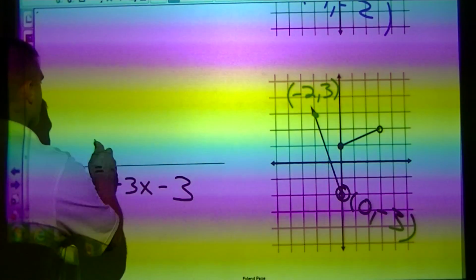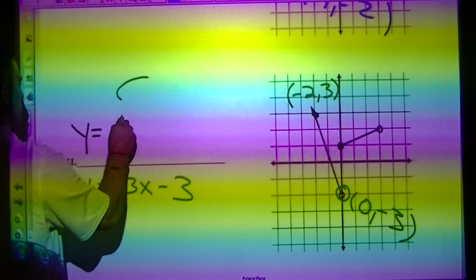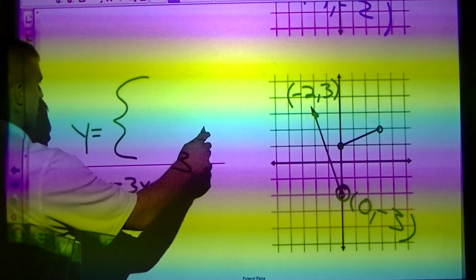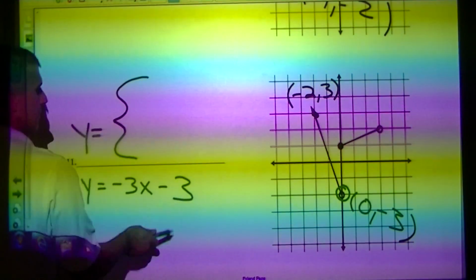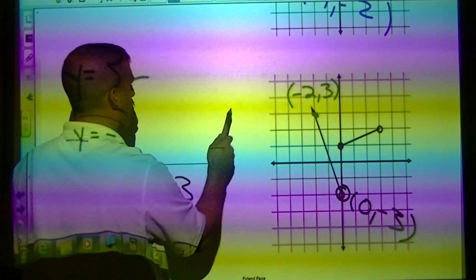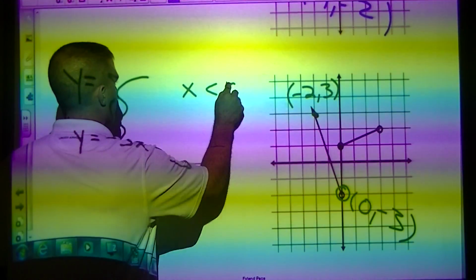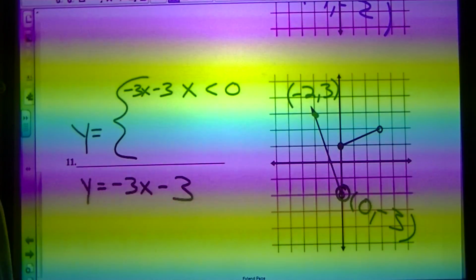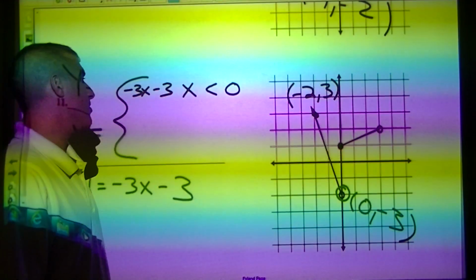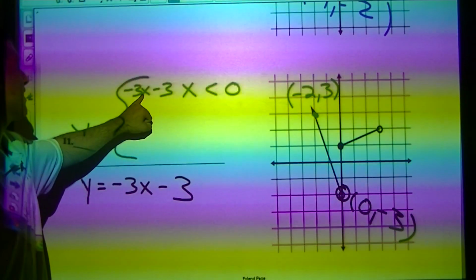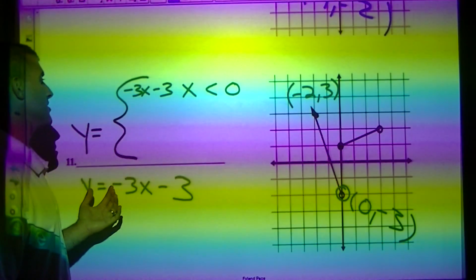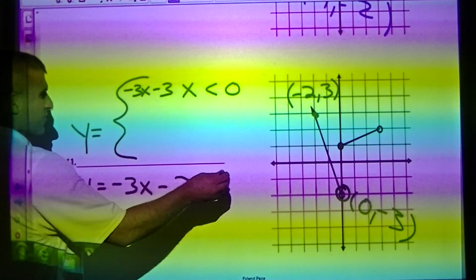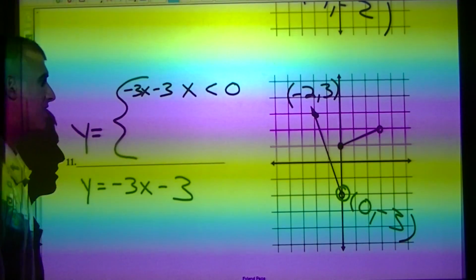And when I make my piecewise function, I got to figure out, well, I've got an open circle at 0. So from 0, it's going to be less than, because it's going to the left. So x is less than 0 for -3x - 3. And you can check that by substituting in values. If I substituted in -1, you would get about 0, which is probably the best approximation there.